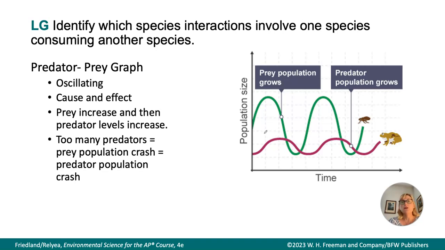Well, then if you have too many frogs that are born and eat too many flies, then the fly population crashes, and then there's not enough food, so the frog population crashes. So you need to know first that this graph is oscillating up and down. You need to know that it's a cause and effect. You also need to know that the prey is first, that increases or decreases, and is followed by the predator.